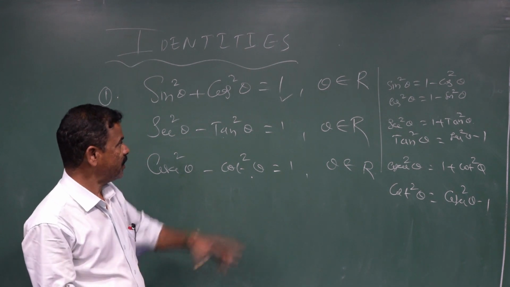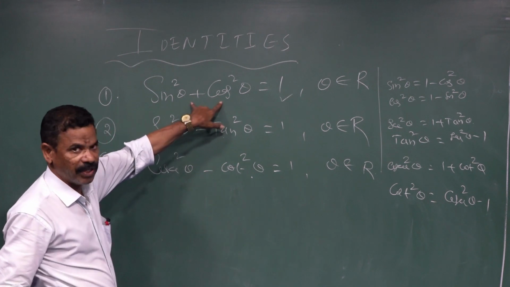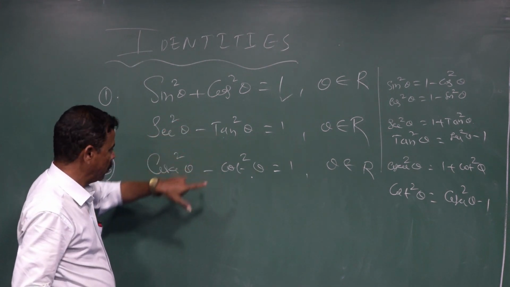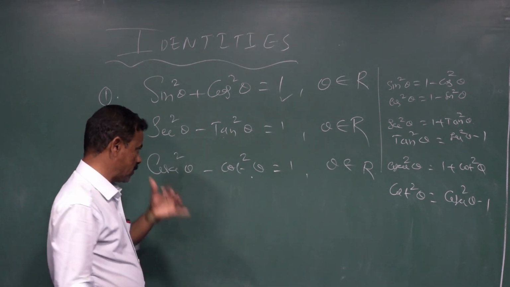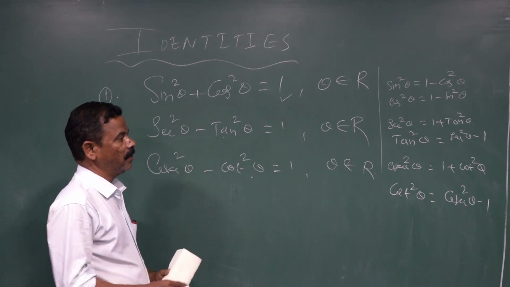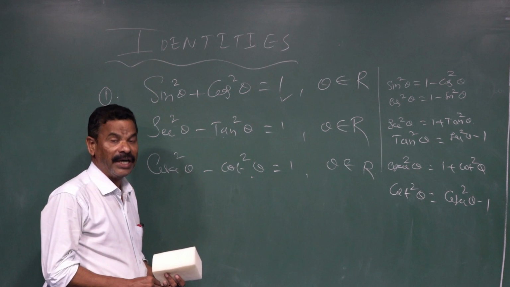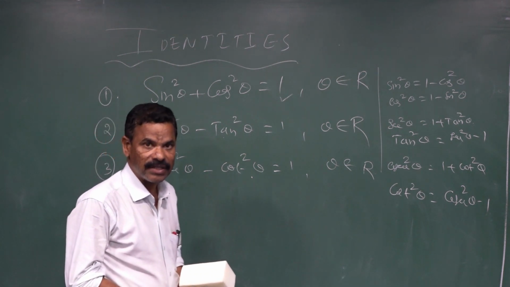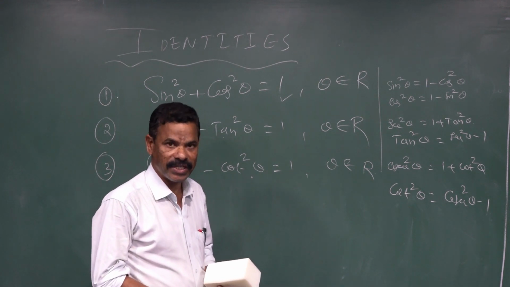Here how many identities? 3 identities. One is sin cos between. Second is sec tan between. Third one is cosec cot. After this, some trigonometric values also need, like sin 30 degrees, sin 45 degrees, sin 60 degrees, sin 90 degrees, 180, 270, 360, etc.